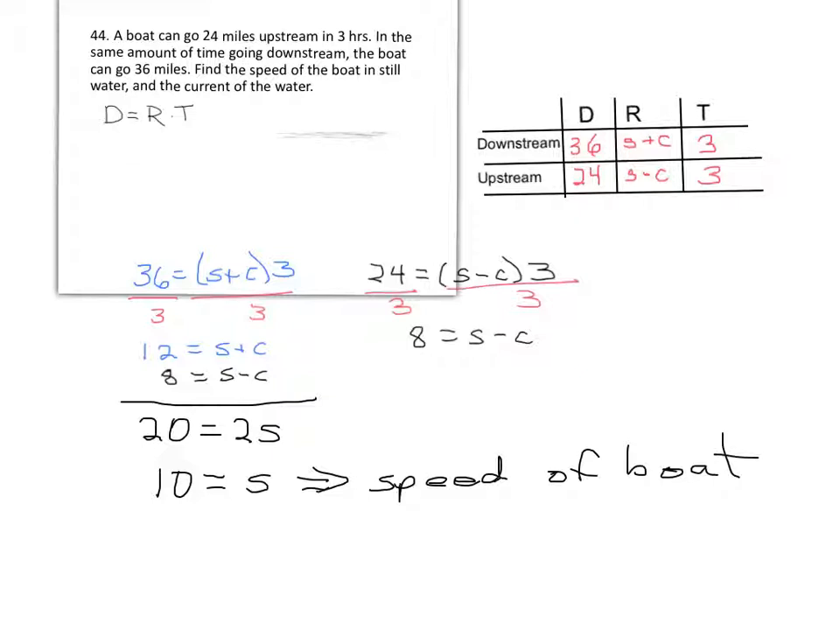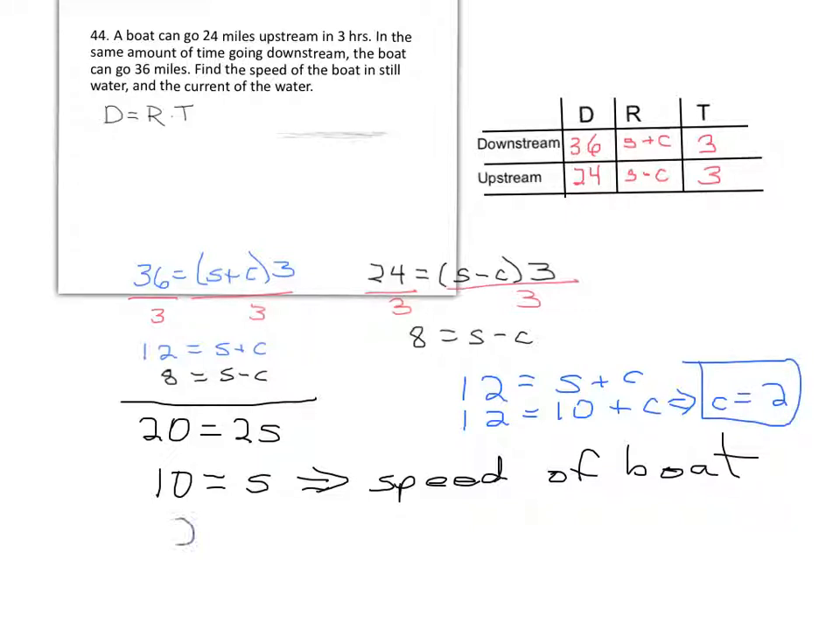Now we can find the speed of the current by taking either of these equations. So let's take 12 equals S plus C. We'll write it up here. 12 equals S plus C. So we know 12 equals 10 plus C. And if we subtract 10 from both sides, we get that C is going to equal 2. And that is the speed of the current. So 10 is S, speed of the boat, and 2 is C, speed of the current.